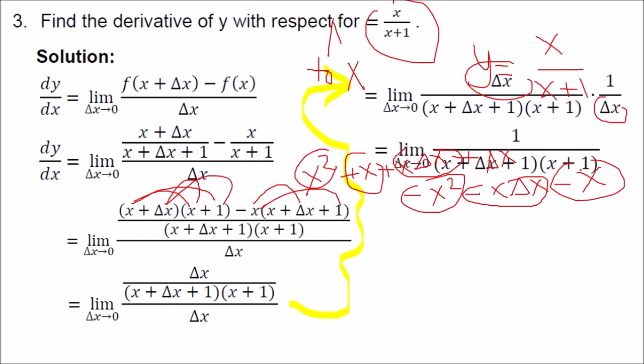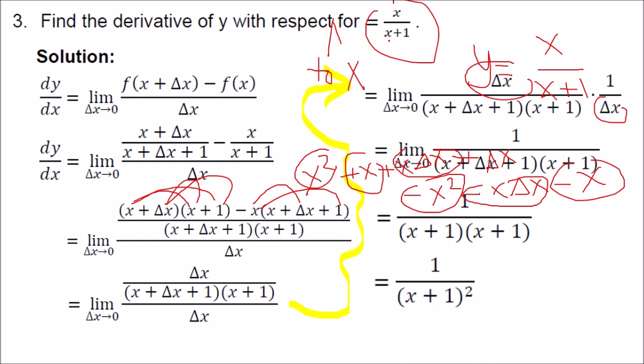Now, getting the limit of this as delta x approaches 0, lahat ng may delta x dyan, magiging 0 na yan. Kaya maiwan sa denominator natin ay x plus 1 at saka x plus 1. Ito na yung ating final answer, the derivative of y equals x over x plus 1. Or, we can also combine this kasi pareho, x plus 1 times x plus 1 is also the same with the quantity of x plus 1 squared.